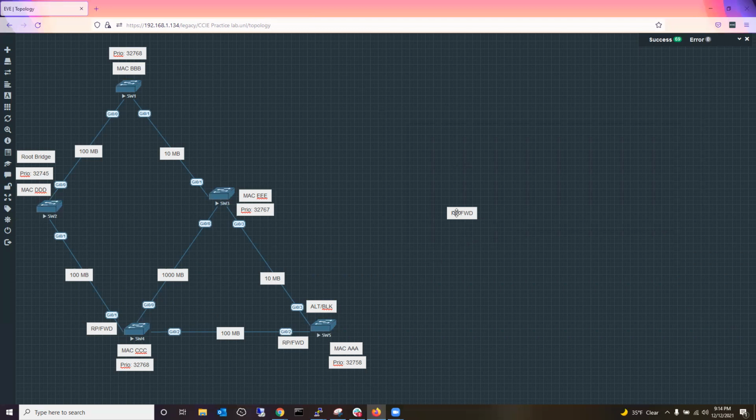Okay. Nice. All right. So what about gigabit 0/3? How much would that path cost? That path will be 138. There you go. Nice. Good stuff.